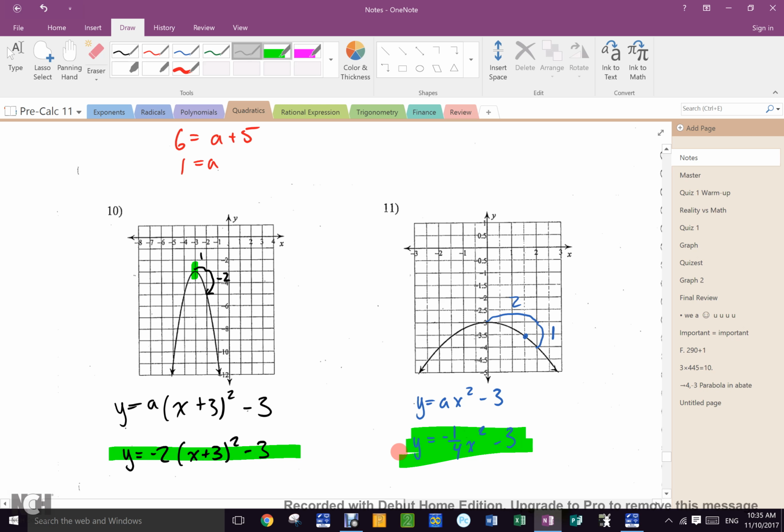10 and 11 are 2 marks each, yeah. Everything on that page was 2 marks each. Giving you a score of 1, 2, 3, 4, 5 out of 10.